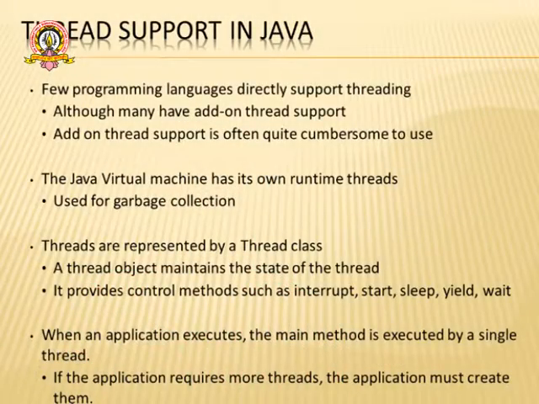Now we will go in detail about how threads are executed in Java. In Java we have direct support for multi-threading. In many other languages we have to add on support, but in Java the Java virtual machine has direct support for multi-threading, and there are the Thread class and the Runnable interface, which are used for all these threading concepts.